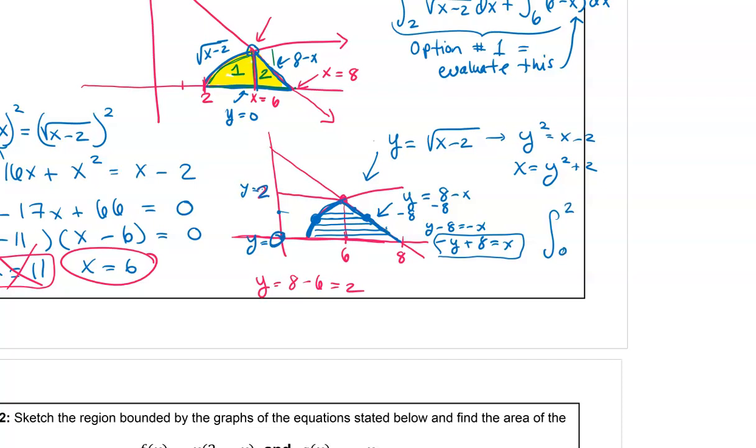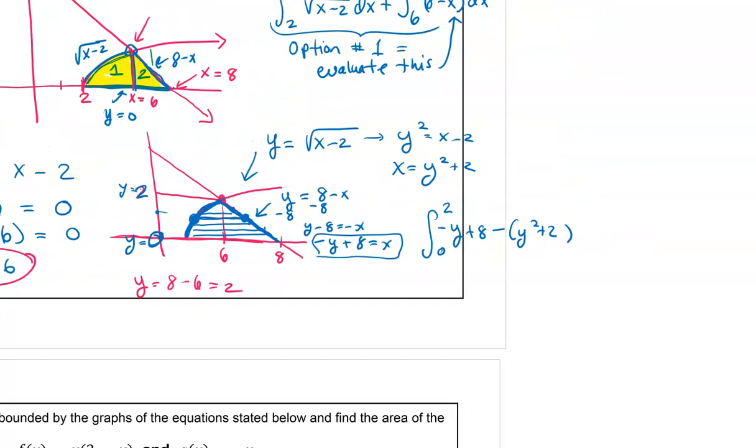And I would do the negative y plus 8. Those are the greater x values because they're further to the right. And then minus the y squared plus 2 x values because those were more on the left, not as great. And I'd be evaluating this one integral. It would be the other way to find this same area here. So for that one, I would just take the antiderivative of all the pieces, distribute the negative here, and then evaluate them from 0 to 2.